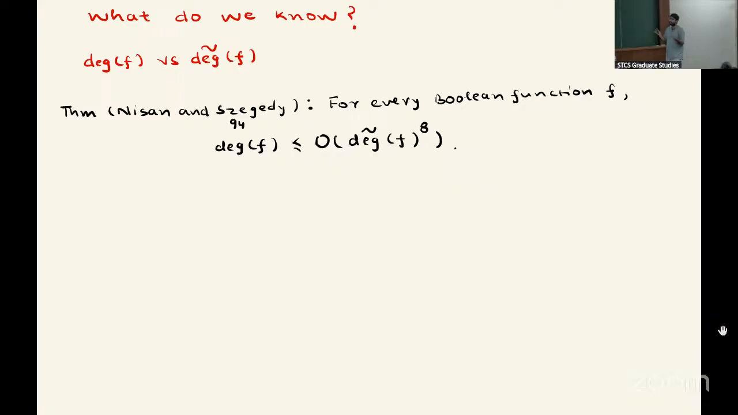This says degree is easy to find out, right? You can just write the polynomial and you'll know the degree. Approximate degree is not that easy to argue about, even for simple functions like OR and AND functions. What this says is that if you know degree, then approximate degree cannot be too small, right?